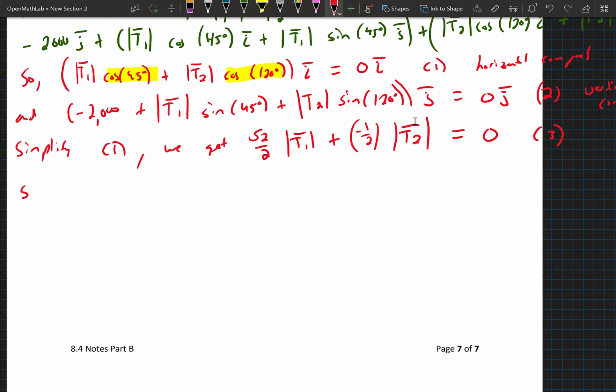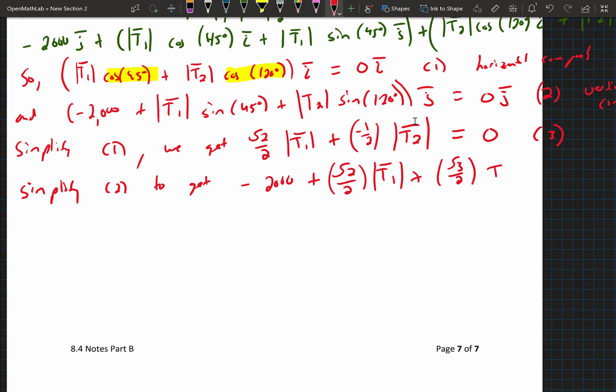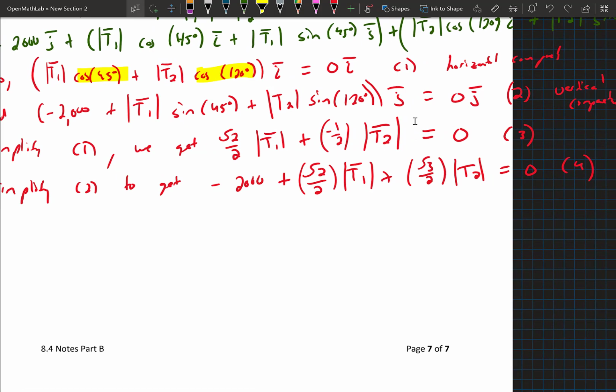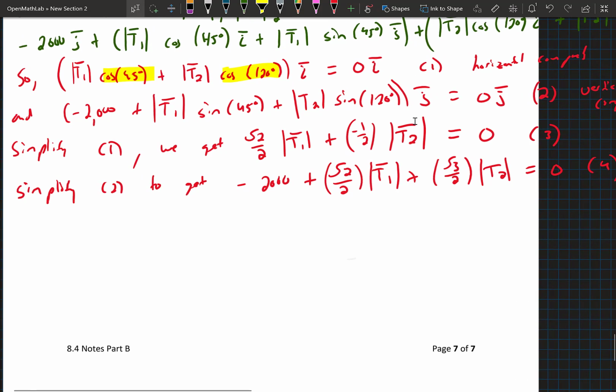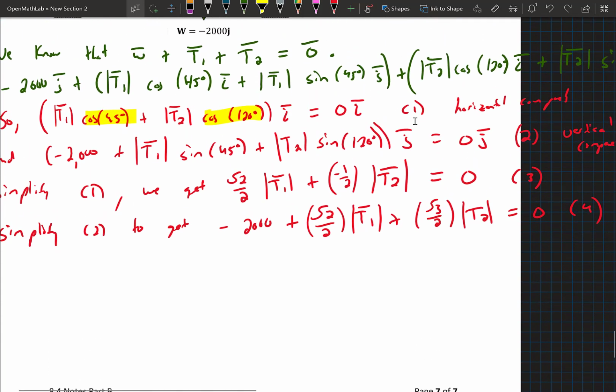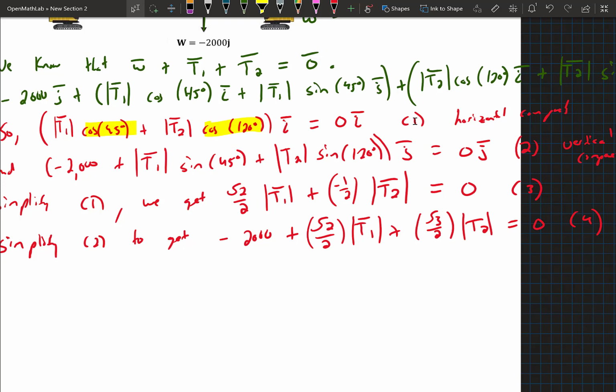And then we can also simplify equation 2 to get negative 2,000 plus, so same idea, simplifying it the same way. Right, and I'm going to refer to that as equation 4. Right, so I divided both sides by vector j, and then substituted values in for cosine of 45 and sine of 45 and sine of 120, right?